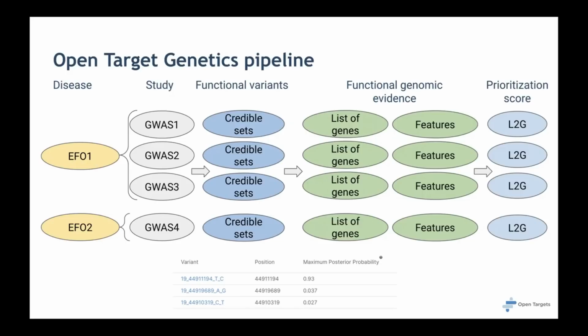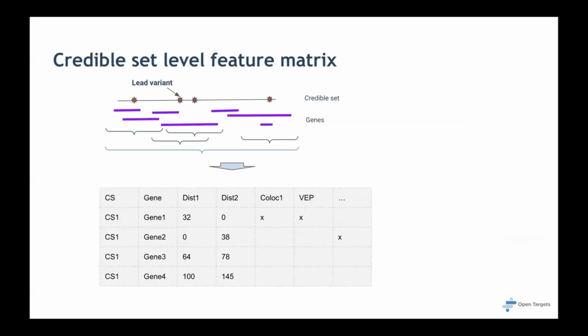Then when we have this table that in this presentation is going to be called credible set level feature matrix, we can estimate the prioritization score. So basically for each gene, for each credible set, for each GWAS, we have a very specific number that spans from 0 to 1 and represents how likely this gene should be prioritized. This score in our platform is called locus2gene score.